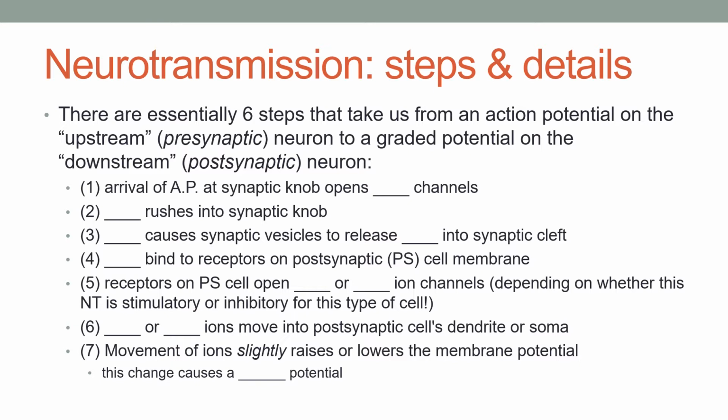The arrival of the action potential at the synaptic knob opens calcium channels on the synaptic knob. So calcium rushes into the synaptic knob, and that calcium causes synaptic vesicles to release neurotransmitter into the synaptic cleft.